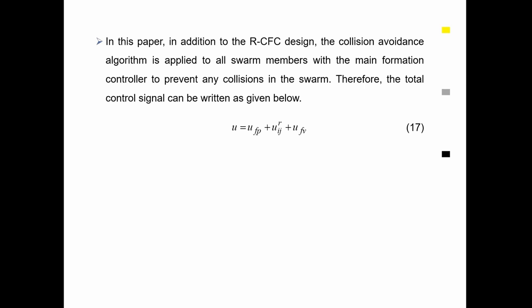For this study, the total control signal is the sum of all the previous control signals, which is given in equation 17. Here, u_FP represents the formation control based on the position of the UAVs, and u_FV represents the formation control of the UAVs based on the linear velocity of agents, and u_R represents the collision avoidance control signal.